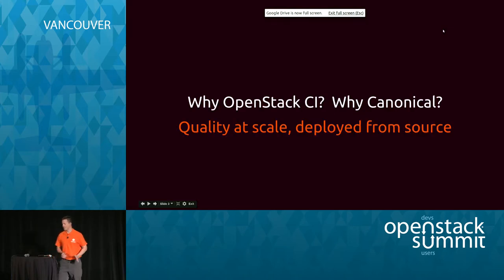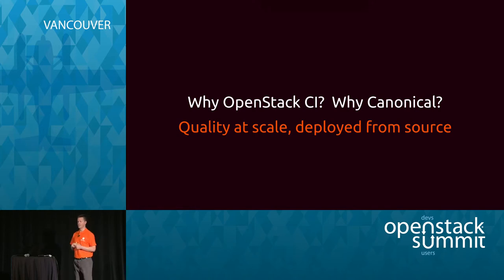So why OpenStack CI and why Canonical? I think a lot of the CI systems that are probably available right now are kind of smaller development environments. And so this is using Juju, and it is enabling multi-node deployments at scale, right, from source. Two of the things we're really focused on at Canonical are quality and quality at scale, right? Because you're going to be finding different bugs once you're scaling out, right? So this gives us the opportunity to do that.